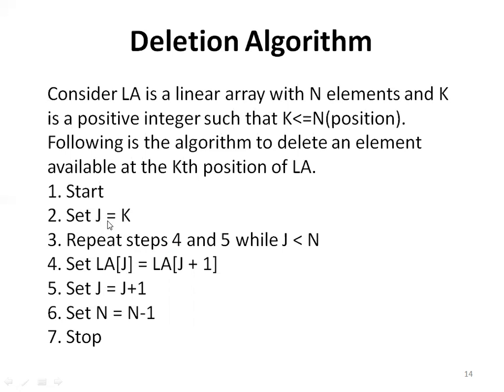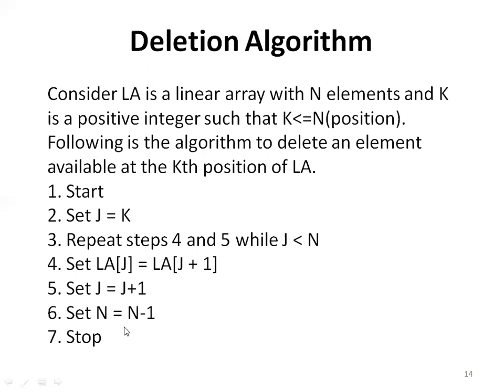Set j equals to k, then repeat steps 4 and 5 for j less than n, and then set LA[j] equals to LA[j+1]. This is the code for shifting the data items towards the left by one position, that's why it is written LA[j] equals LA[j+1]. It is done from the kth position to the last element position. We are incrementing the value of j by 1, and this is repeated till j is less than n.